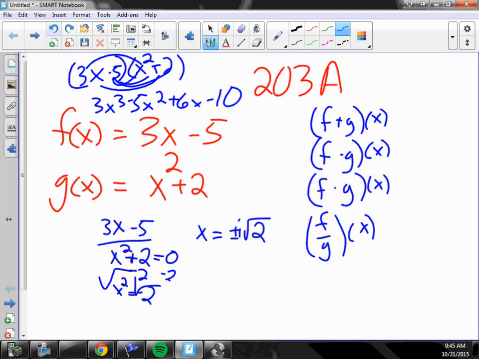If I plug in 1, 1 squared is 1 plus 2 is 3. If I plug in negative 1, negative 1 squared is still 1 plus 2 is 3. The smallest I can make this is by plugging in a 0. There is no way to make the denominator equal 0, because x squared plus 2 is a quadratic with no real roots. It never hits the x-axis. So that's still all real numbers.